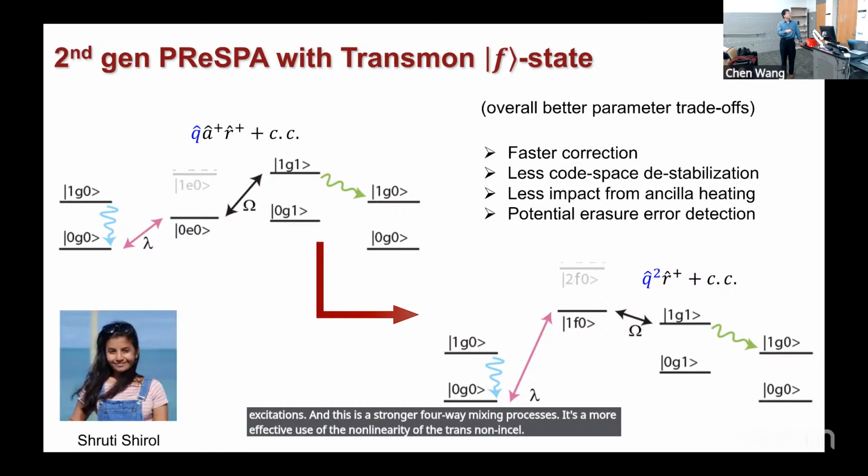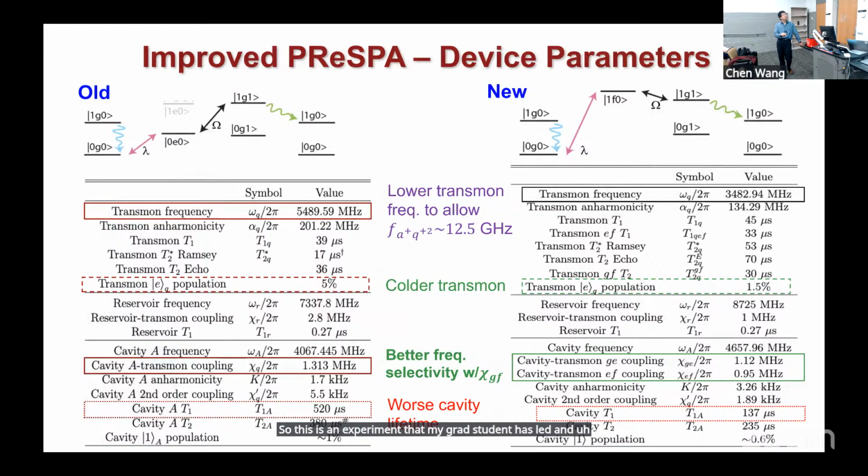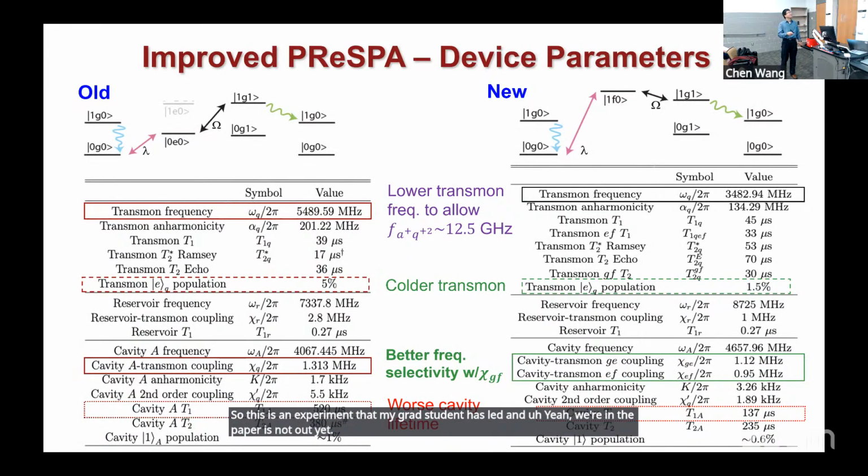So this is an experiment that my grad student Shudi has led, and the paper is not out yet. We're still writing it up. So these are some detailed parameters, and I just want to note a few things.